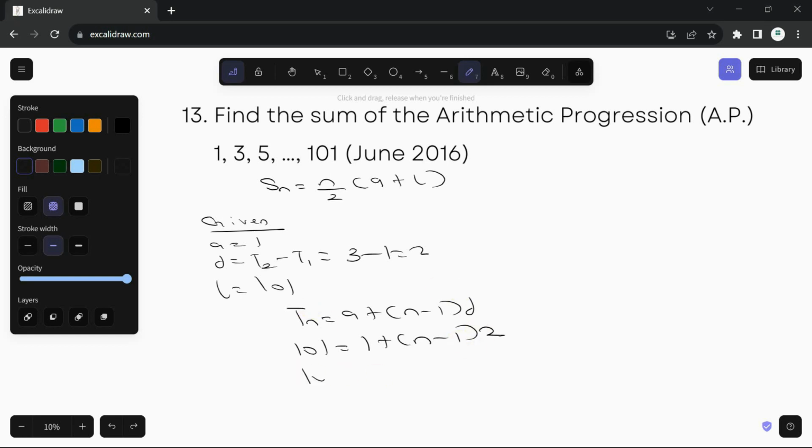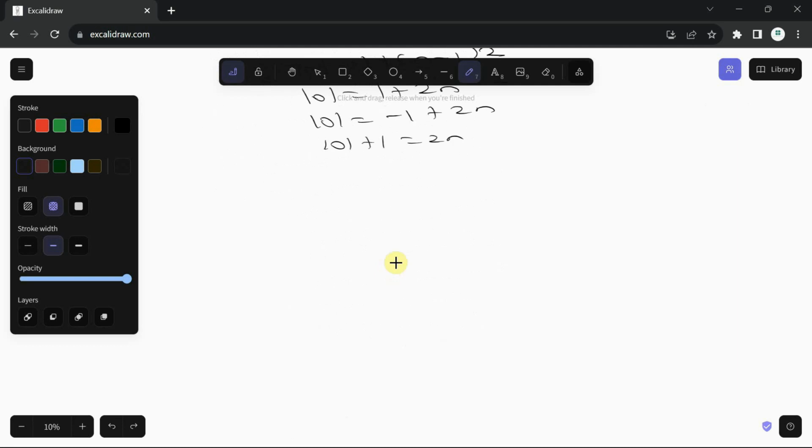So this would be 101 is equal to 1 plus n times 2 is 2n, minus 1 times 2 is minus 2. So it's like 101 is equal to 1 minus 2 is minus 1, so minus 1 plus 2n. If I carry this minus 1 to the other side, that will be 101 plus 1 is equal to 2n. And if we do 101 plus 1, we're going to have 102. So it's like saying 102 is equal to 2n. If I divide both sides by 2, I'll find what n is. My n is equal to 51.